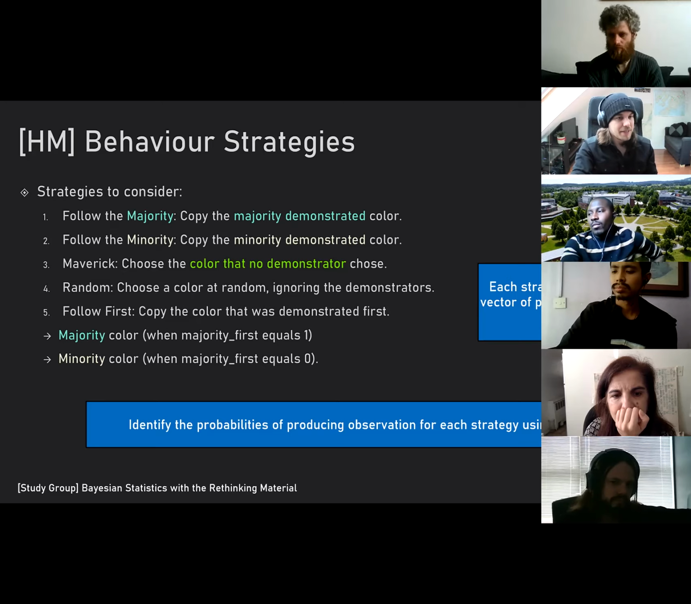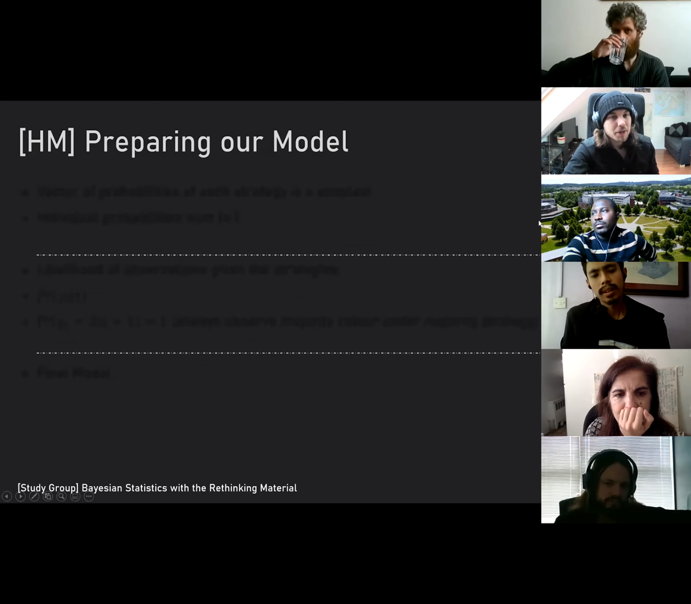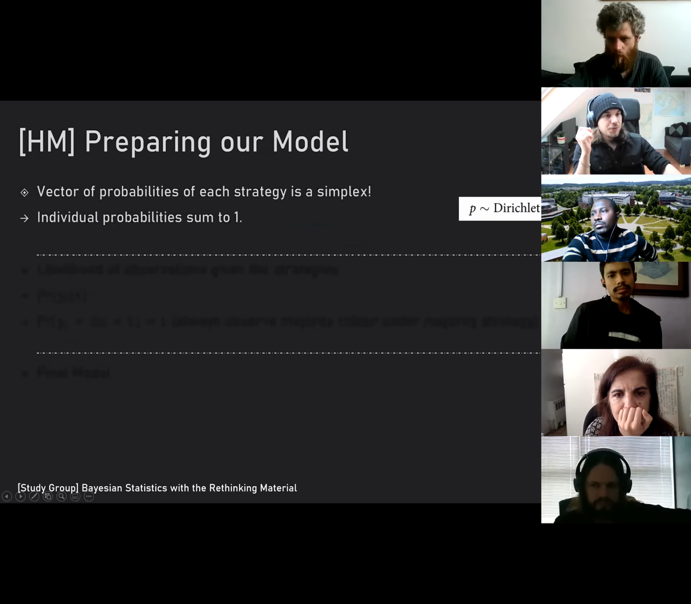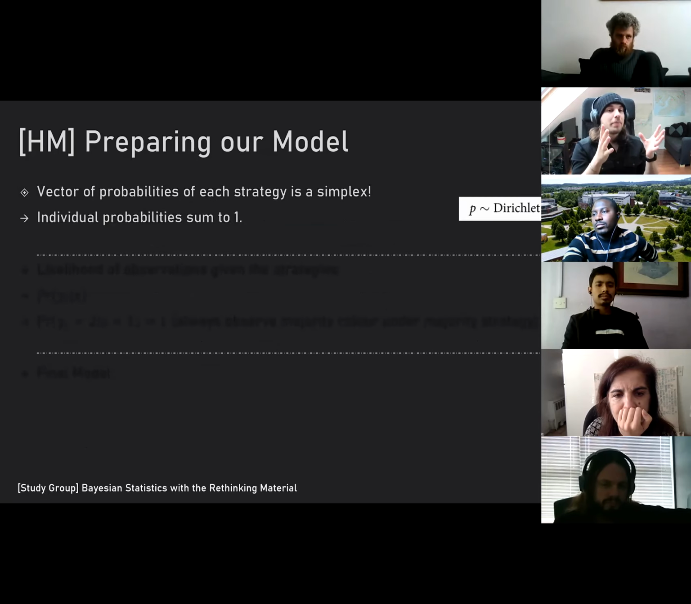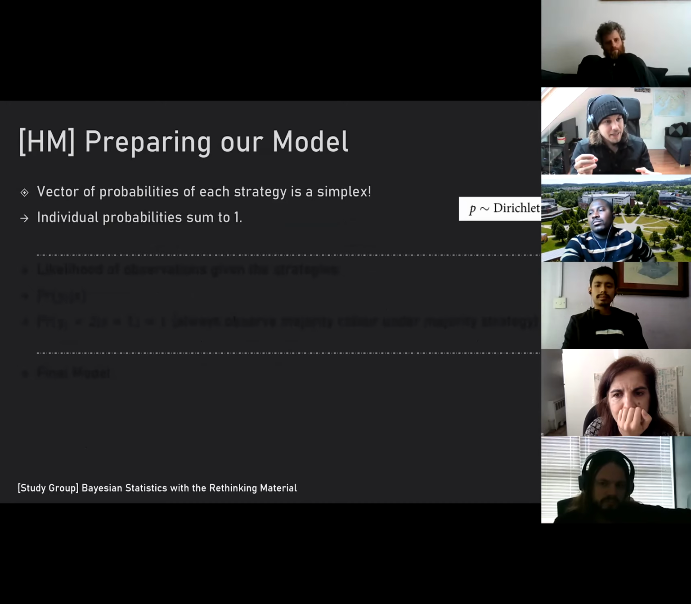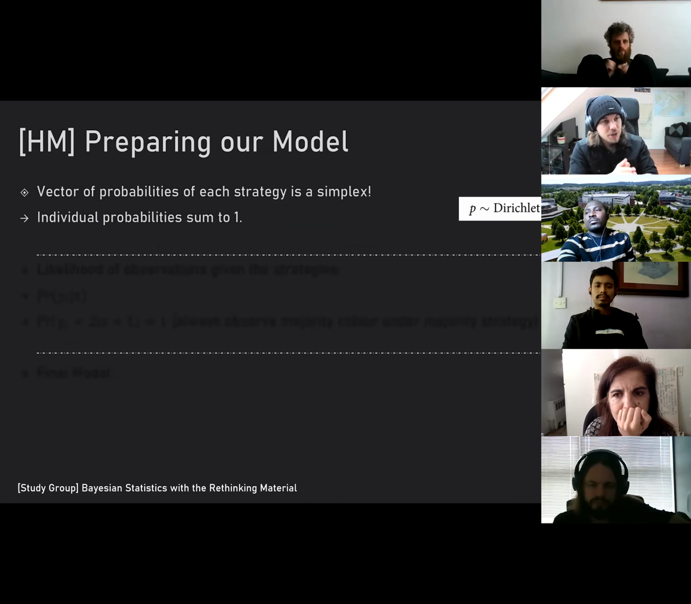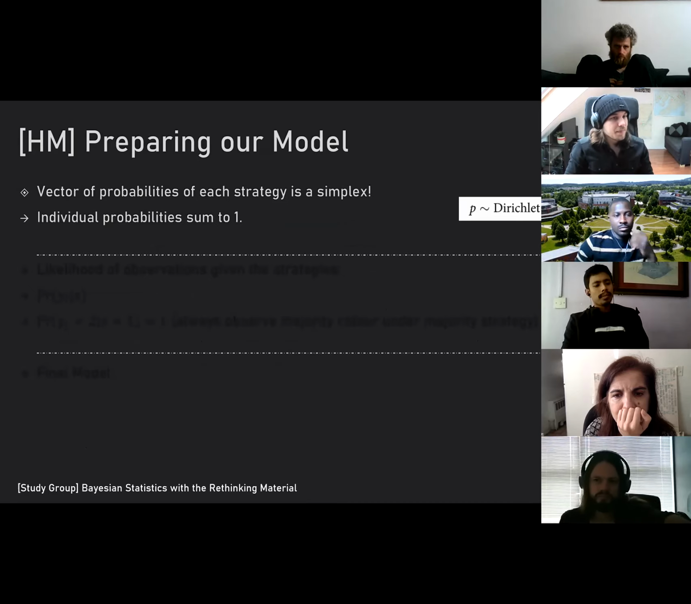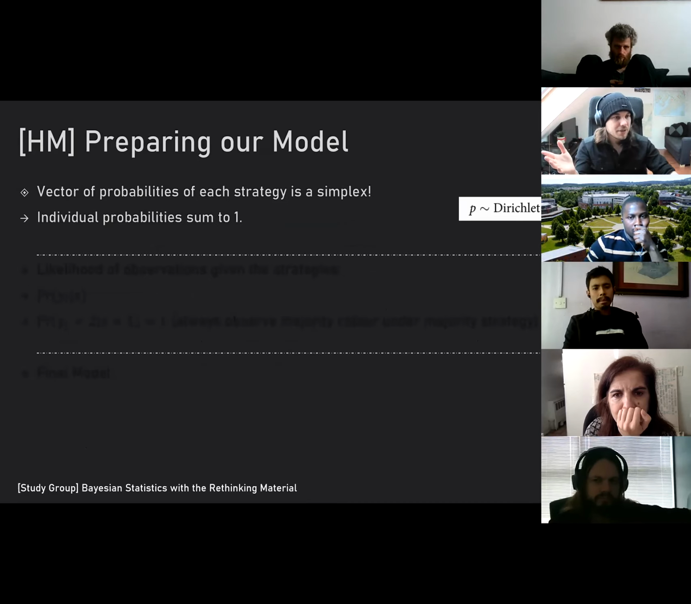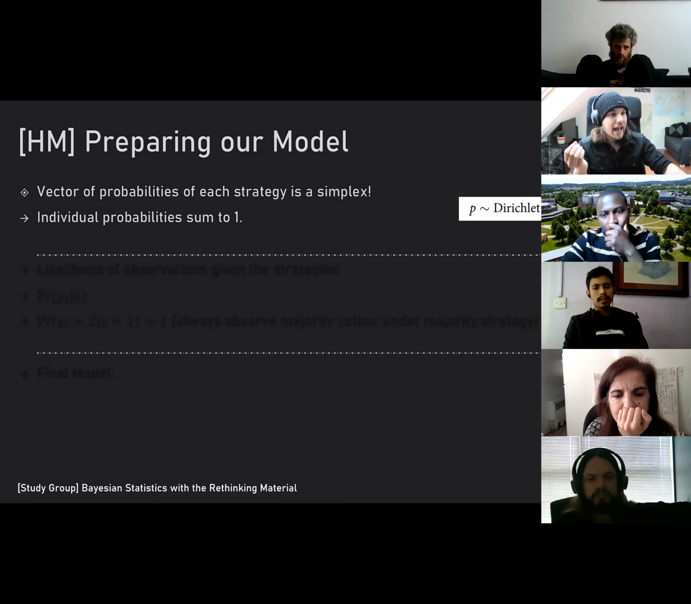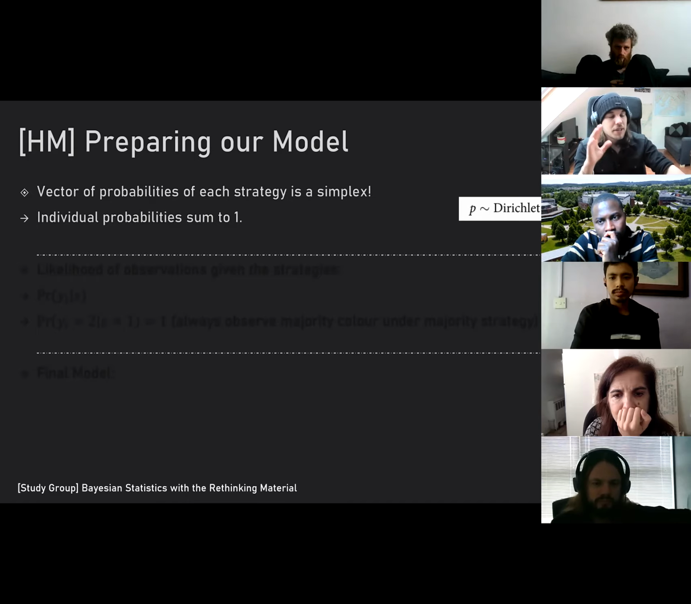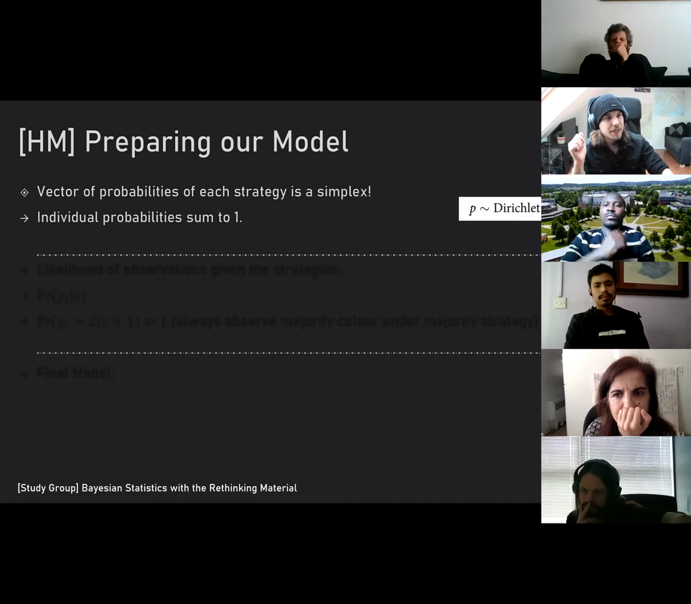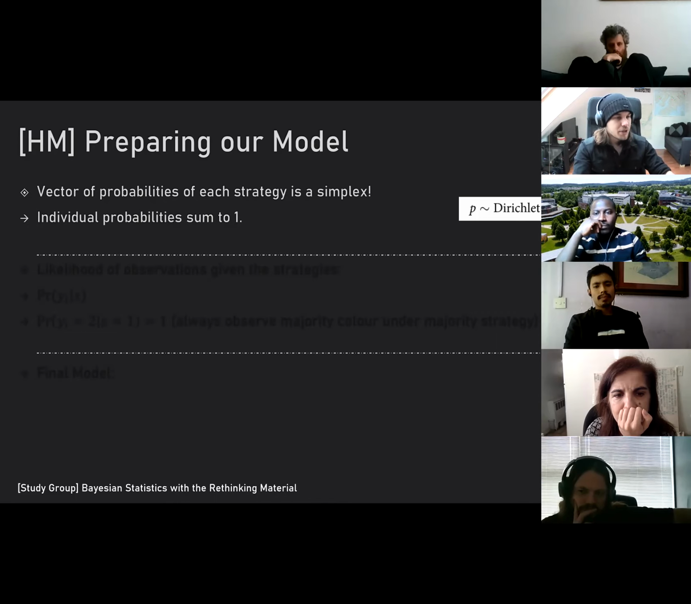Just counting, basically. In order to prepare our model, we first have to think that there has to be a vector of probabilities of each strategy. So basically, there's a vector of probabilities for each color in each strategy, but there's also a vector of probabilities just for all of the strategies. And that's a simplex with five categories in it, because it needs to sum to 1, because you have to use one of these strategies according to our model idea. Of course, there could be additional strategies, such as pick the second color that you observe being picked by one of the demonstrators, but we're not considering that here because then we just spiral out of control.